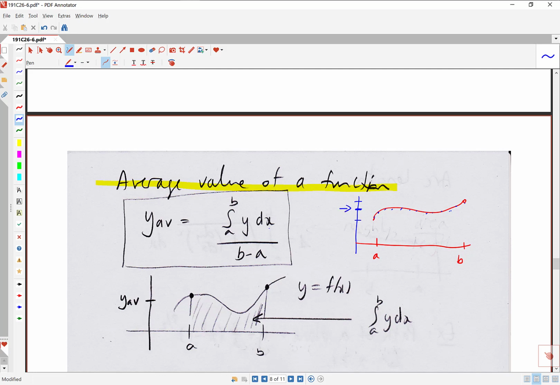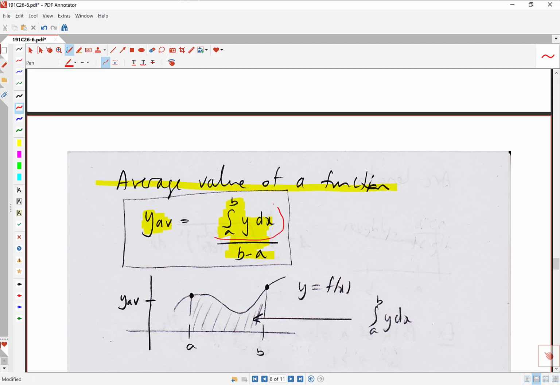Okay, so let's see how the formula works, and then we'll think about that on an intuitive level and see whether that makes sense. So the average value, we'll call it y_av, and the way you're going to get it is you're going to integrate your function y between the appropriate x values, and then you're just going to divide by the length of that interval. So I think one good way to think about this formula is just in terms of units analysis.